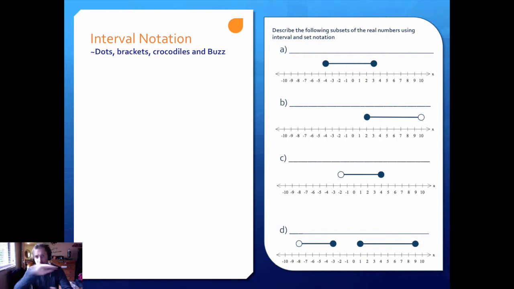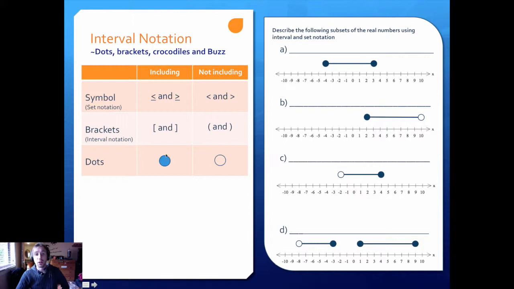So now let's have a look at it in the other way. Obviously, we've been drawing along the number lines, but let's now have a look at how we would write these in set and interval notation. Now, of course, we know that including means it's going to be a coloured in dot, and not including means it's an empty dot. So, of course, when you look at these, we'll know that these ones are including, and these ones here are not including. So let's first of all look at this one here. For question A, describe the following subsets of the real numbers using interval and set notation. Well, let's have a look at interval first of all for this one. Interval is nice and easy.